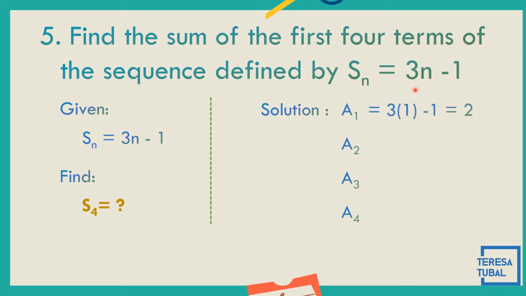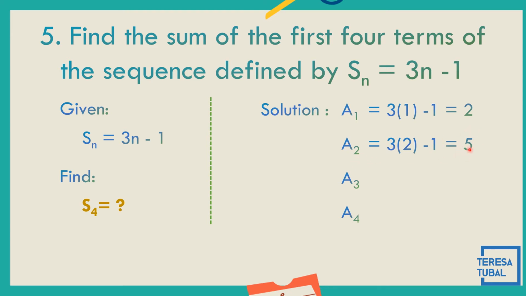So we need to replace the value by the equation. So that becomes 3 times 1 minus 1. 3 times 1 is 3 minus 1, that is 2. Let us replace the value of n by 2. So that is 3 times 2 minus 1. 3 times 2, that is 6 minus 1, that is 5.